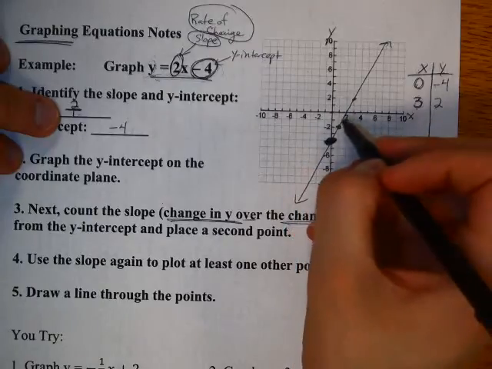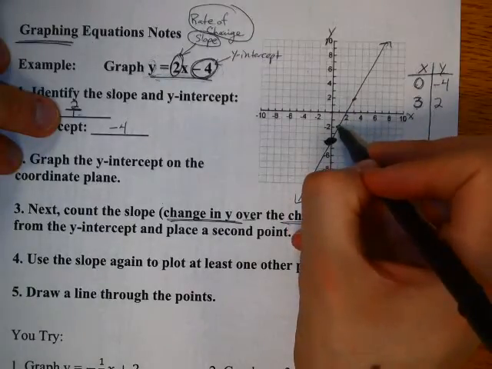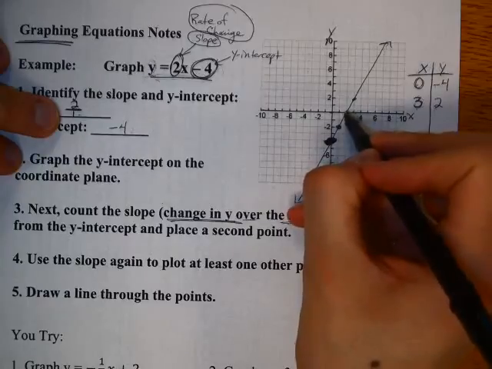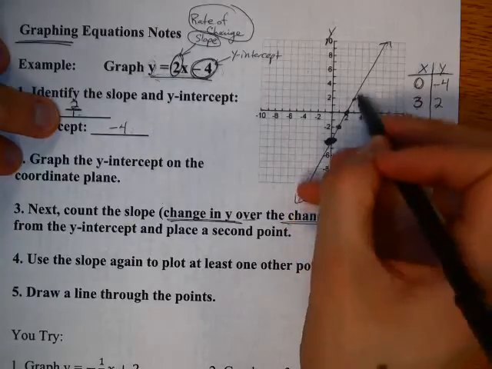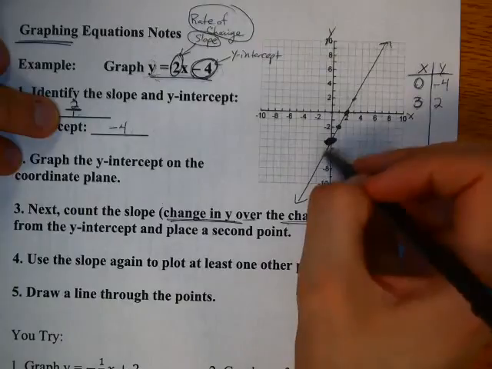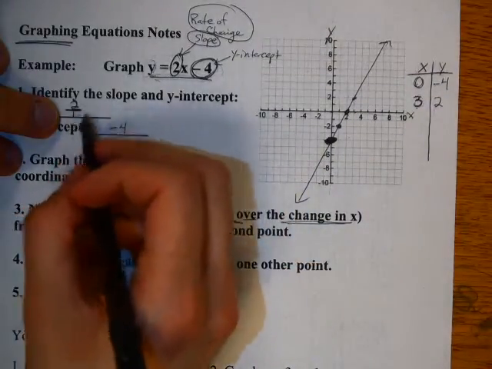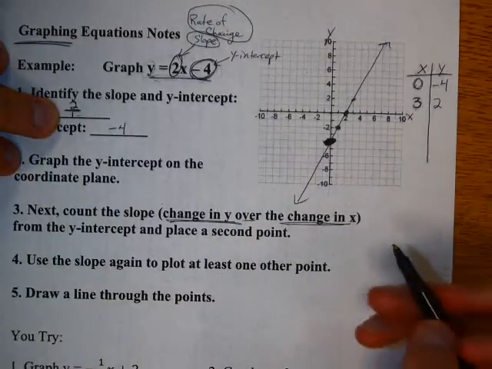And we could do it again. So let's start at this point. Change in y, 1, 2. Change in x, 1. Alright? And what you'll notice is that it lines up with this line, just like our table created this line. So starting at the y-intercept and using the slope to find points does the same thing.